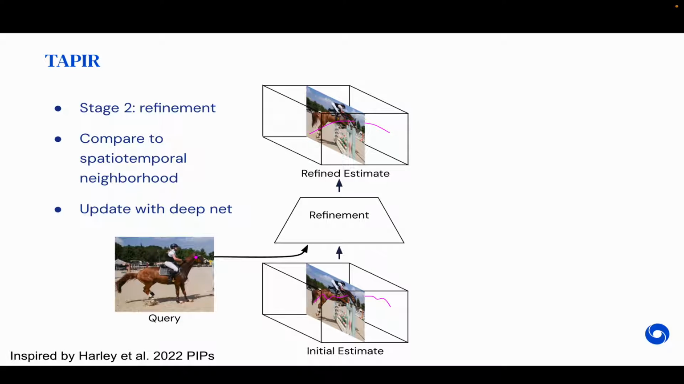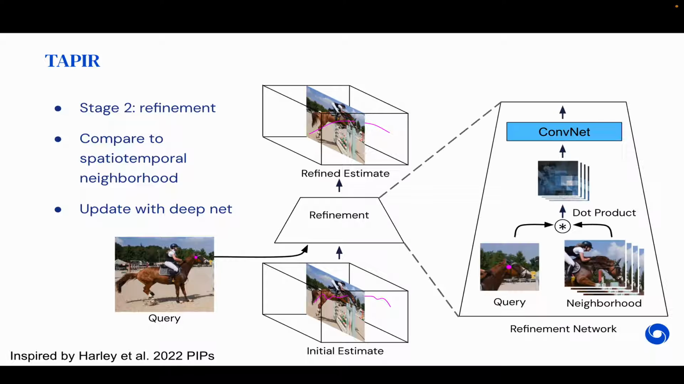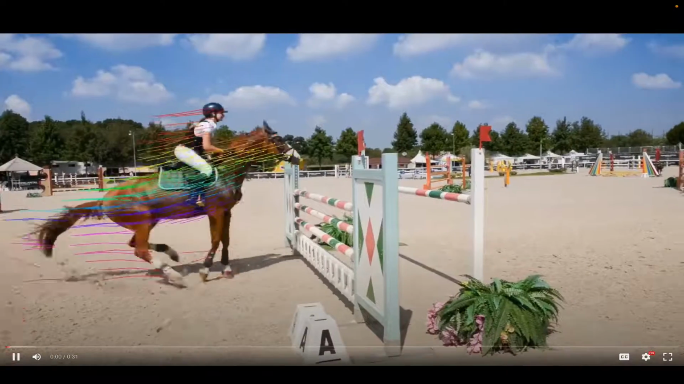Given this initial noisy estimate, the next stage aims to refine the estimate by integrating information across time. We first compare the features for the query point with features extracted from a local neighborhood around the initial estimate. We pass the full set of similarities into a convolutional neural network, which produces an update to the predicted point location. Now for some qualitative results.